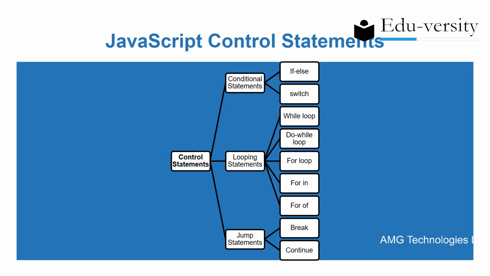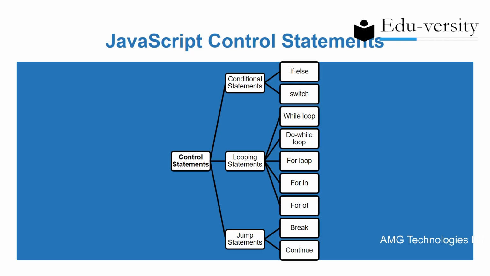Now in the previous lecture we have discussed JavaScript functions and events. In this video we will discuss JavaScript control statements. In JavaScript, a control statement is a kind of statement which can be used to manipulate or control the default flow of the program.